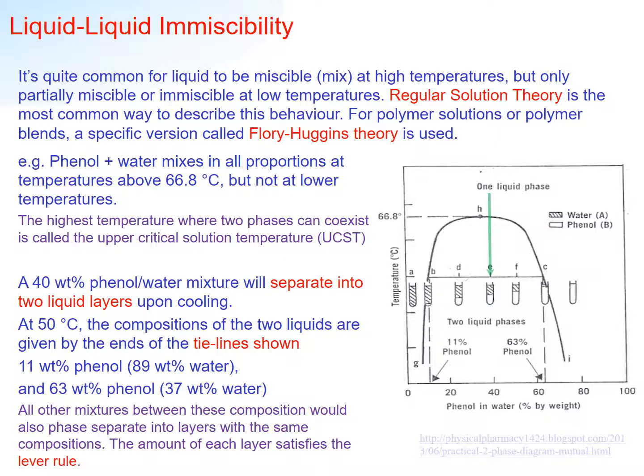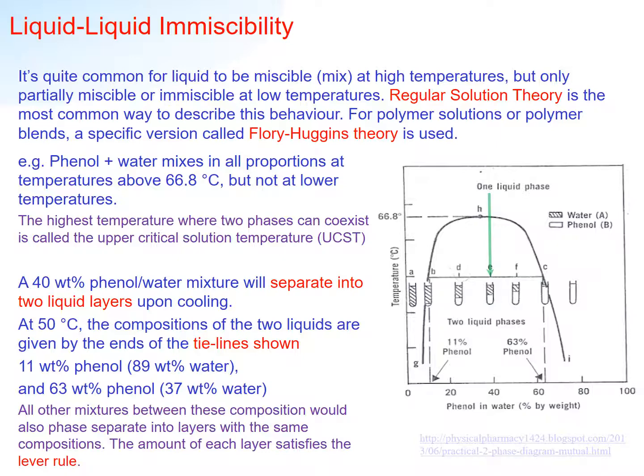Phenol and water are miscible in all proportions above 66.8 degrees, but at lower temperatures they will separate into two components. The highest temperature where two liquid phases coexist is called the upper critical solution temperature, or UCST. And the phase diagram shown here tells you what the phase boundary between the single phase and two phase liquid-liquid coexistence looks like. If I take a 48% phenol water mixture and cool it down, it separates into two liquid layers when the temperature is below about 66 degrees, not quite at the maximum.